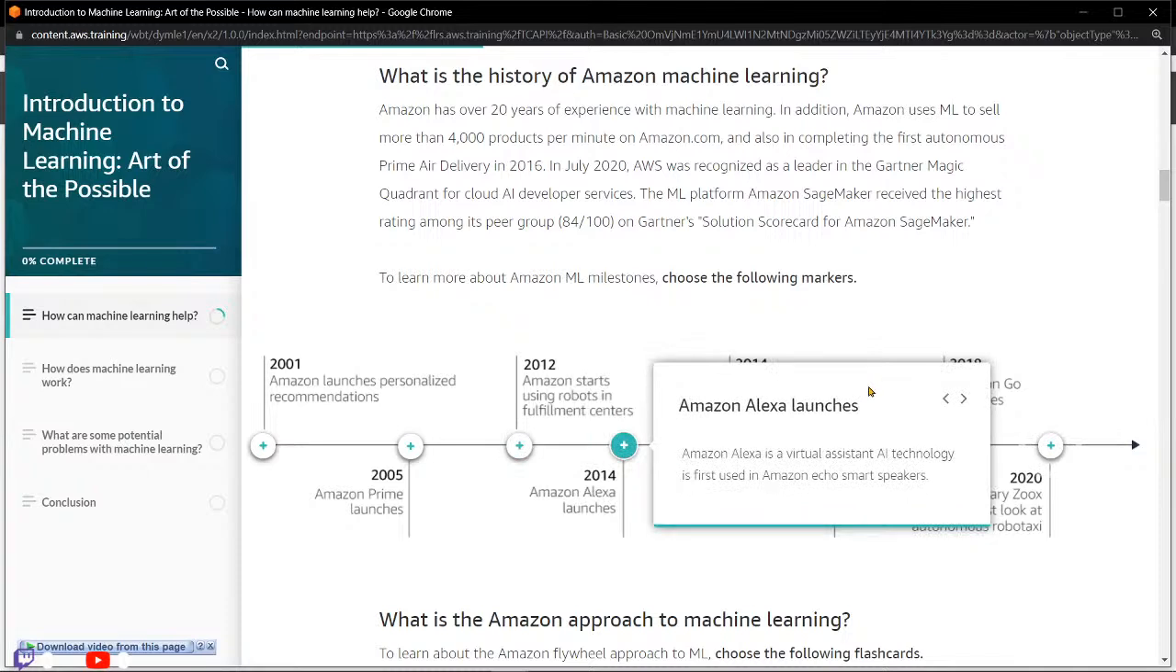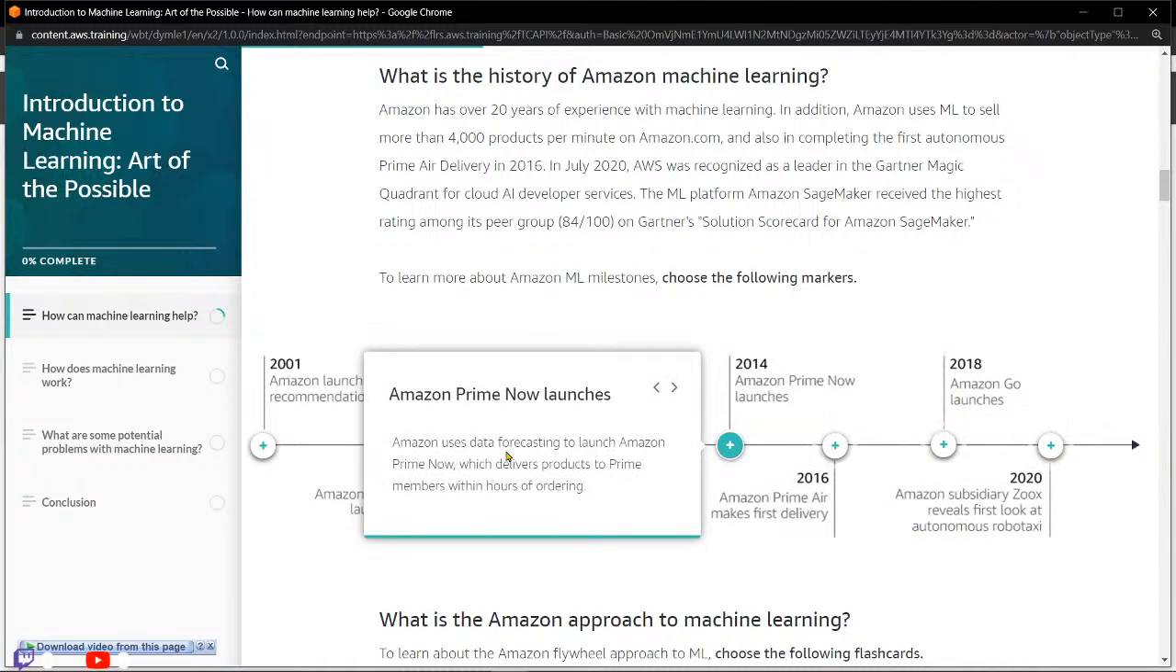Amazon Alexa, a virtual assistant AI technology, is first used in Amazon Echo smart speakers. Amazon Prime Now launches. Amazon uses data forecasting to launch Amazon Prime Now, which delivers products to Prime members within hours of ordering.